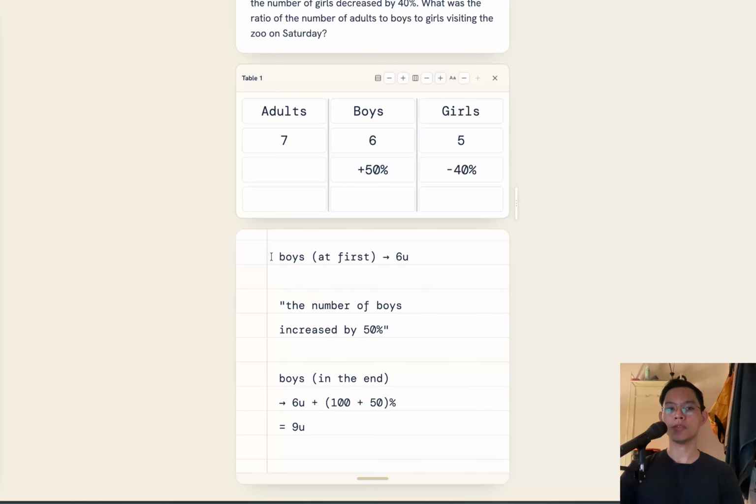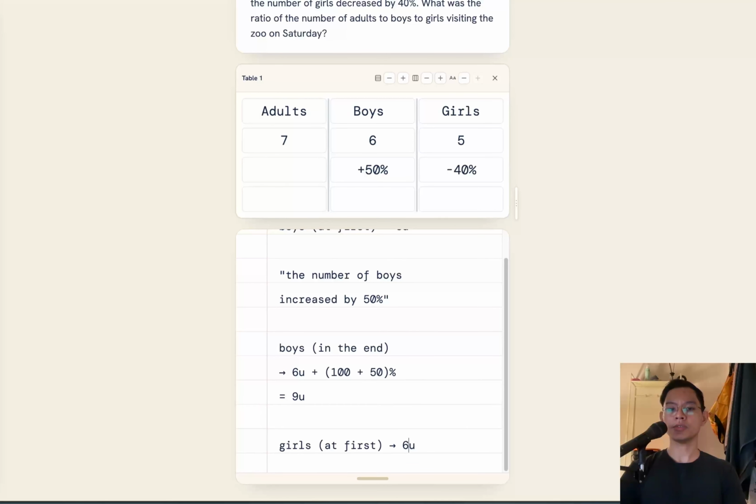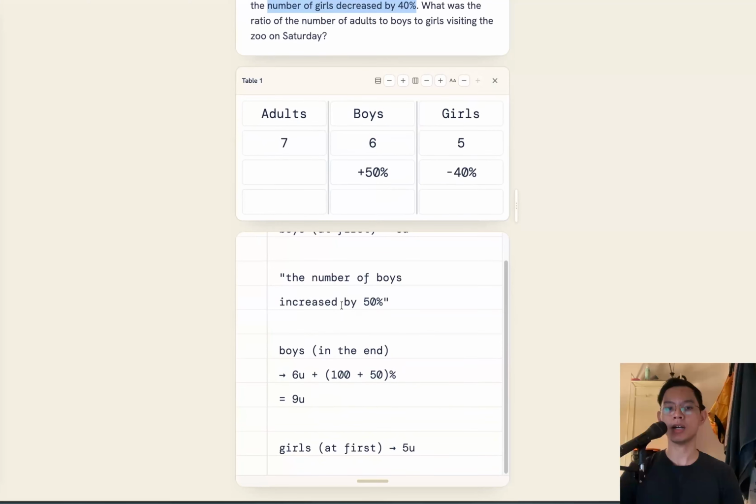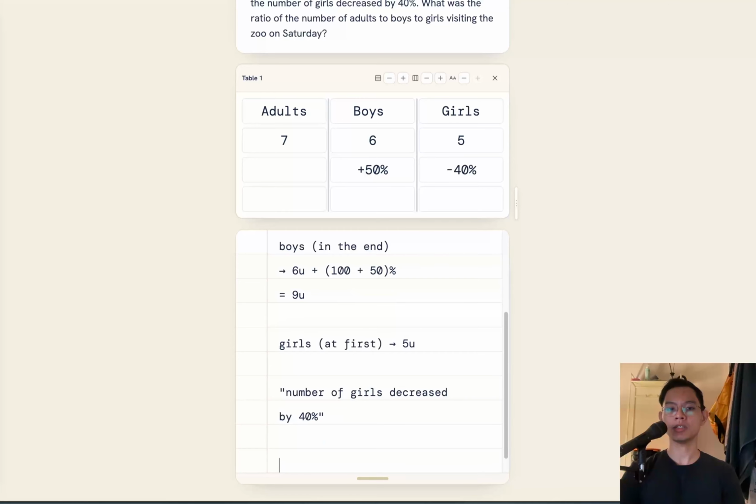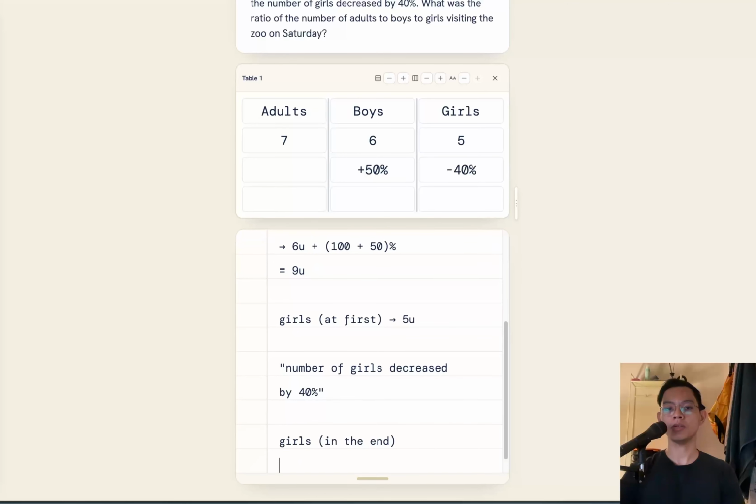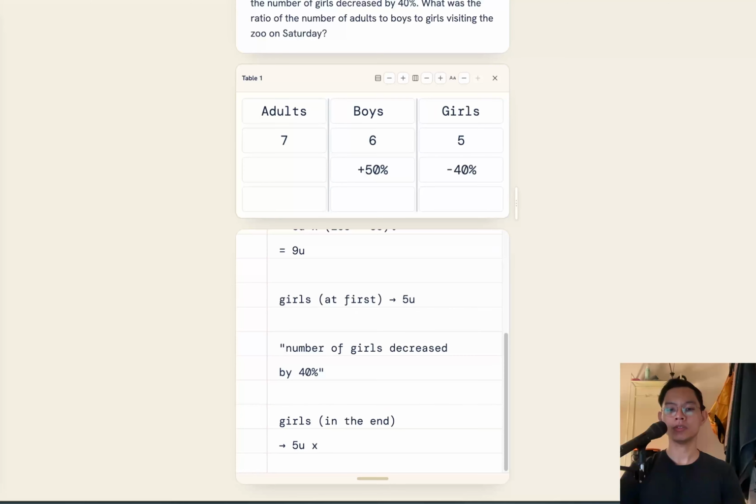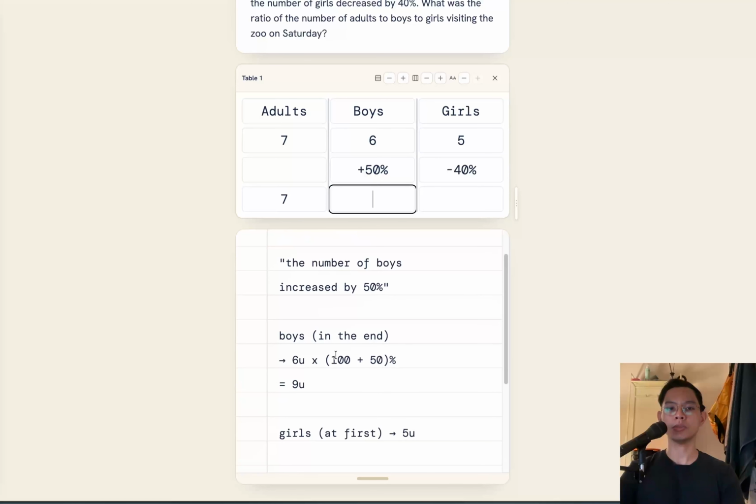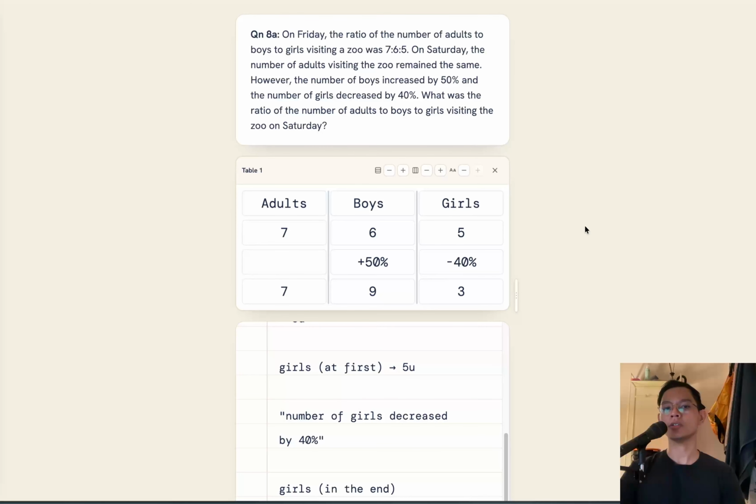So next we have girls. Girls at first is 5 units. Then from the question, it says the number of girls decreased by 40%. That means girls will then be equal to 5 units times 100 minus 40, which will be 3 units. So therefore the answer to this is: adults 7, then boys will be 9 units and girls will be 3 units. Okay, there you go. So that's the answer.